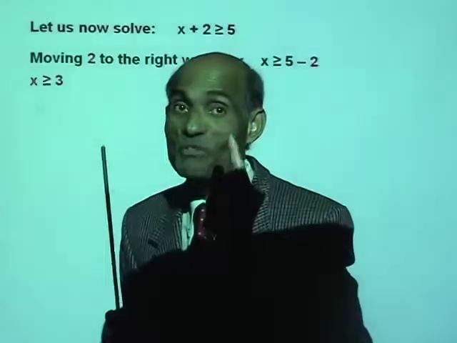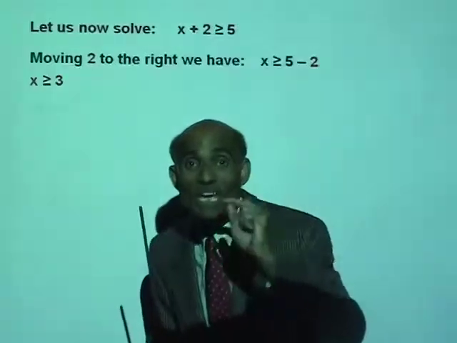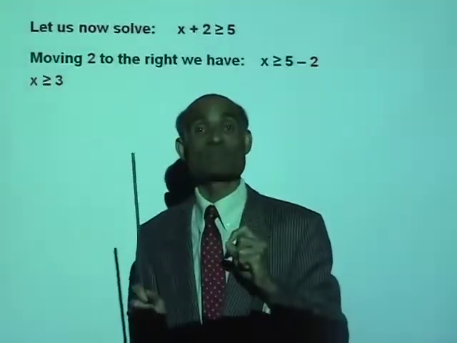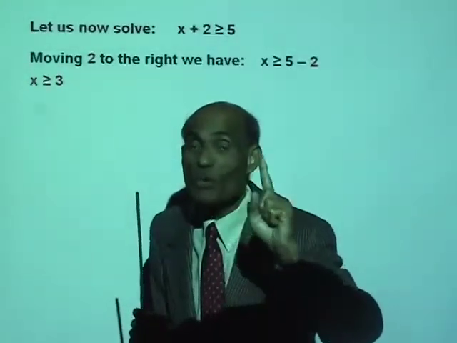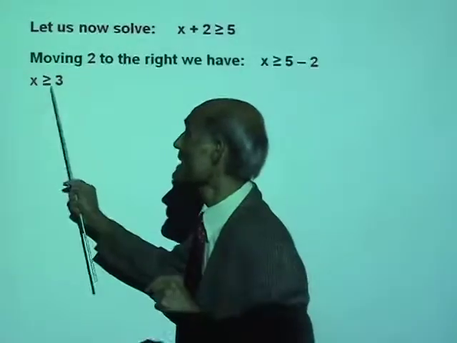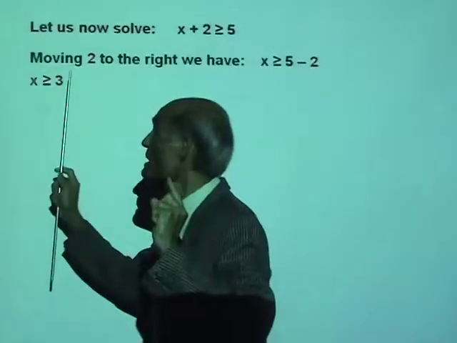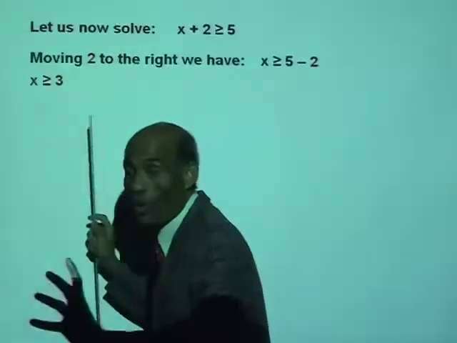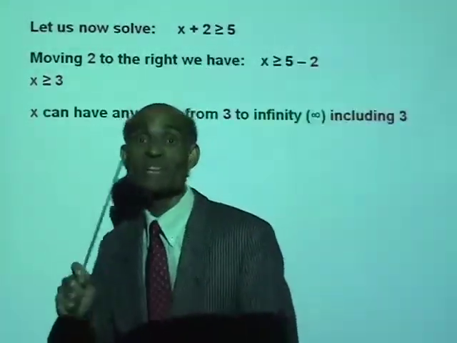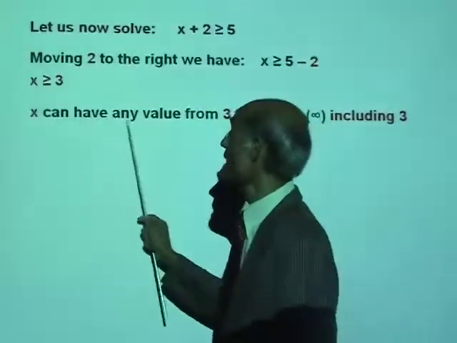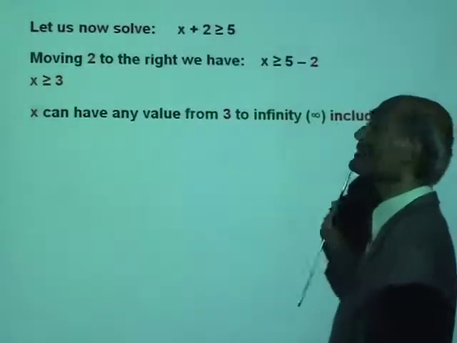Well, there is a small difference there from the previous solution. What is the difference? This time, x equal to 3 is also a solution. In the previous case, x greater than 3 did not include x equal to 3. Whereas here, x greater than or equal to 3 means any number starting from 3 all the way to infinity is a part of the solution. So x equal to 3 is part of the solution. x can have any value from 3 to infinity, including 3.